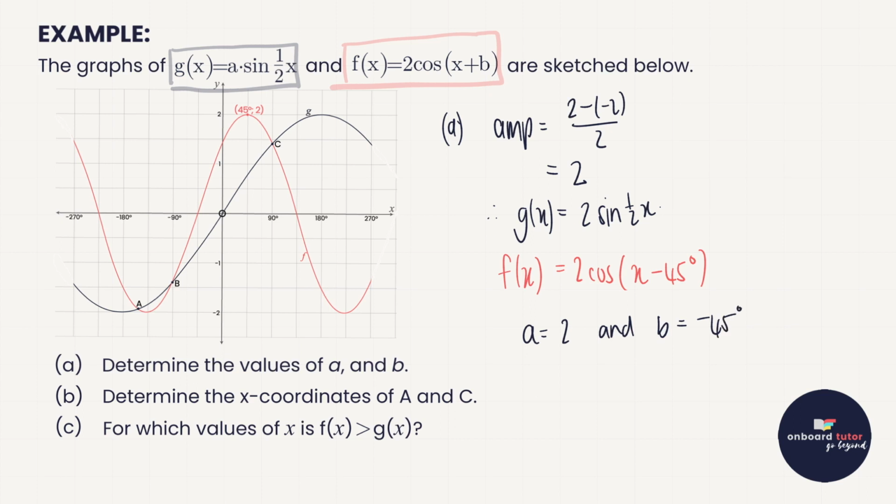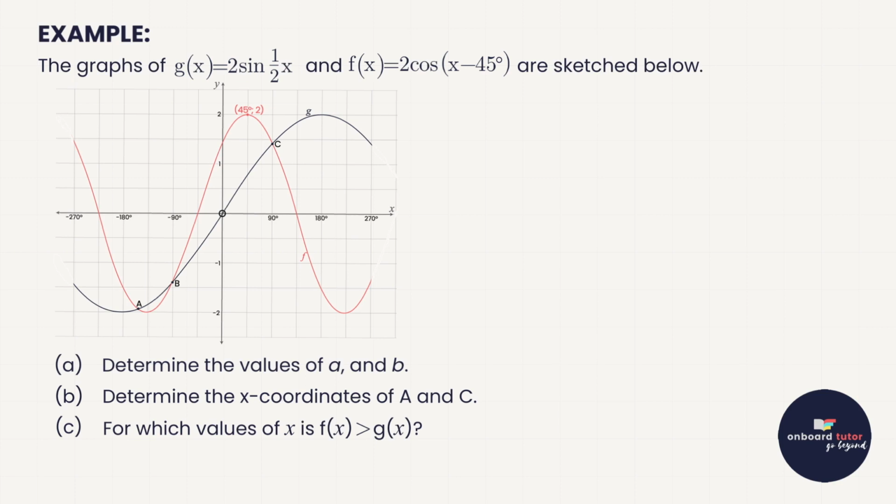Now they say here, determine the coordinates of A and C. So they want these points of intersection between the two graphs. Okay, and when we have points of intersection, we need to set the two equations equal to each other. So let's do that. 2 sine a half x is equal to 2 cos of x minus 45. Now the first thing I'll do is divide both sides by 2, so that goes away. And then I'm going to change one of these sides.